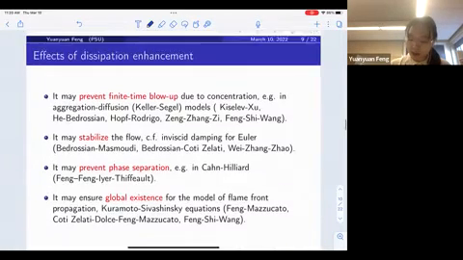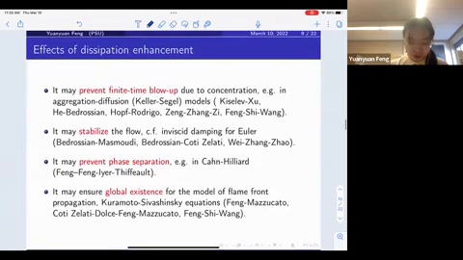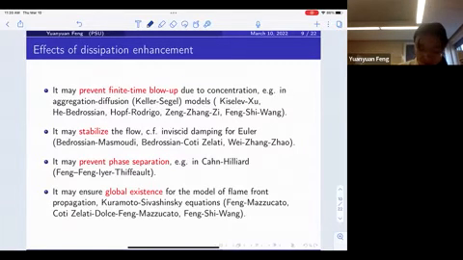So this has been studied by Kislev and Xu, He, Beizhou, Hope, Rodrigo, and Zeng Zhangzi, and Feng Shiwang. It may stabilize the flow. For instance, in Euler with damping, it has been studied by Beizhou Masbodi, Beizhou Codizzelati, and Wei Zhang Zhao.